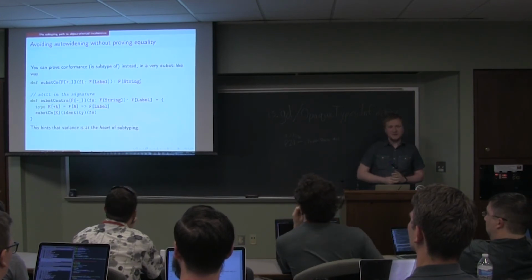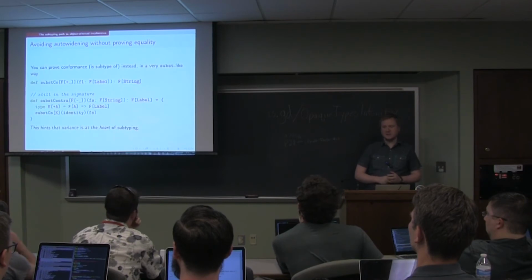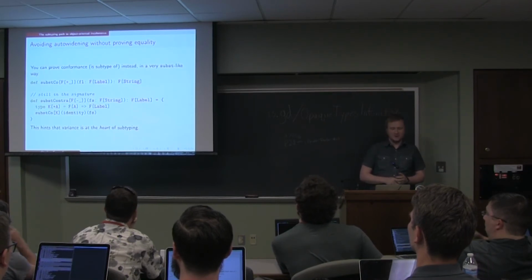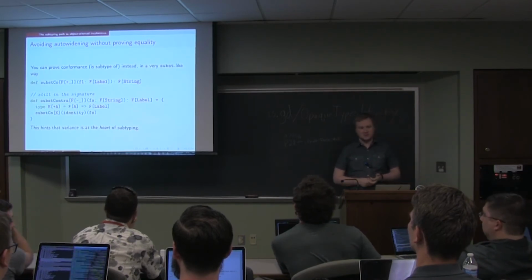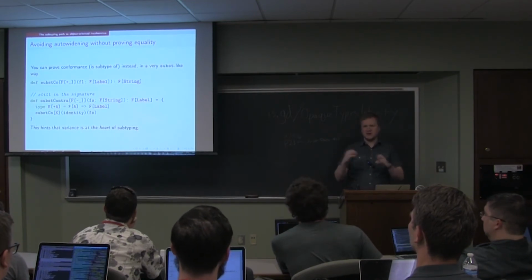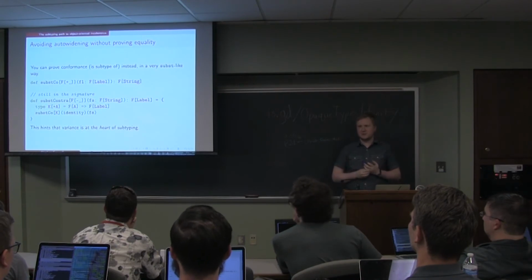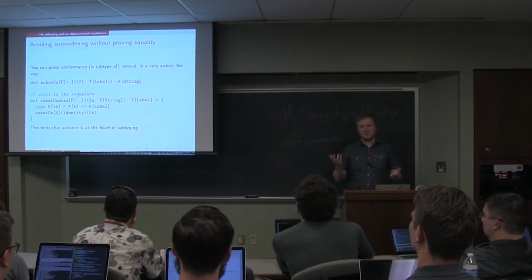So this function proves that Label is a subtype of String. Also, subst_contra proves that Label is a subtype of String. These two are interchangeable. You can define one in terms of the other. You can choose one to be your primitive and define the other in its terms. You can define both of them in the signature and put both of them in the structure.